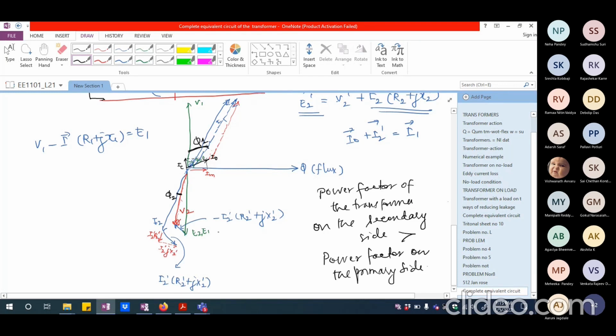That is because, first of all, you are adding the drop in the secondary winding itself. Then you are also adding the magnetizing current. And then you will be adding the drop in the primary side. All of them put together definitely is going to make the power factor deteriorate pretty badly in a transformer. So that is essentially causing the power factor on the primary side to deteriorate as compared to the secondary side power factor.